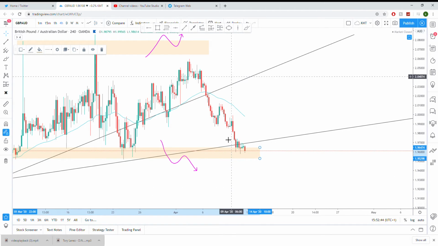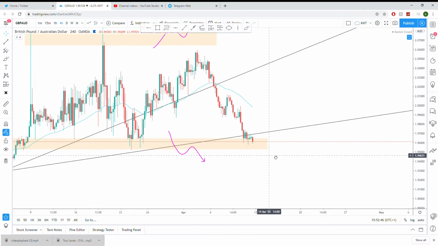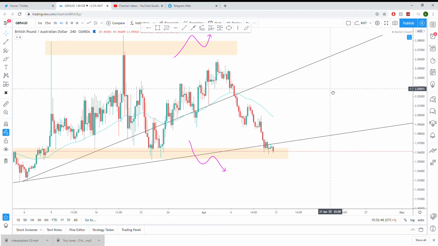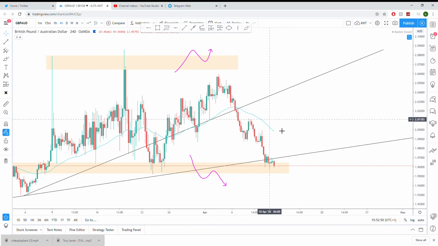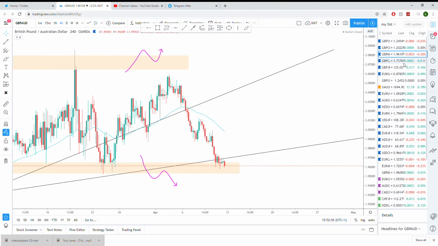If we do get a closure below, like so here, we could be looking for some shorts. But as you can see, I doubt we would find a reversal to the upside. But again, this is Forex. There's no point in trading what we believe. We only trade with what we can see.